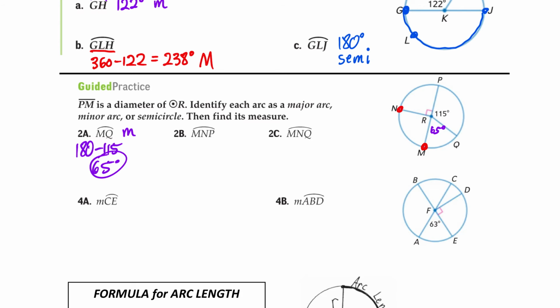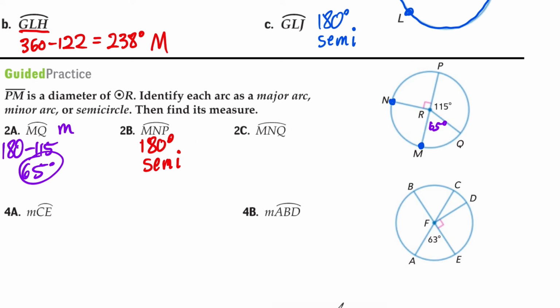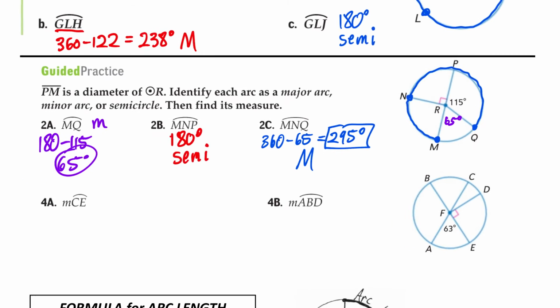All right, next one is MNP. So M to N, then to P. Yep. That's 180. That's a semicircle. All right, and then on that third one, M, N, Q. So M, N, and then to Q. So you have to get 360. M to N first, and then around to Q. So it's nearly 360. 295. Okay, good. So it's 360 minus the 65, which is 295. And that means, what kind of arc is that? It's a major arc.